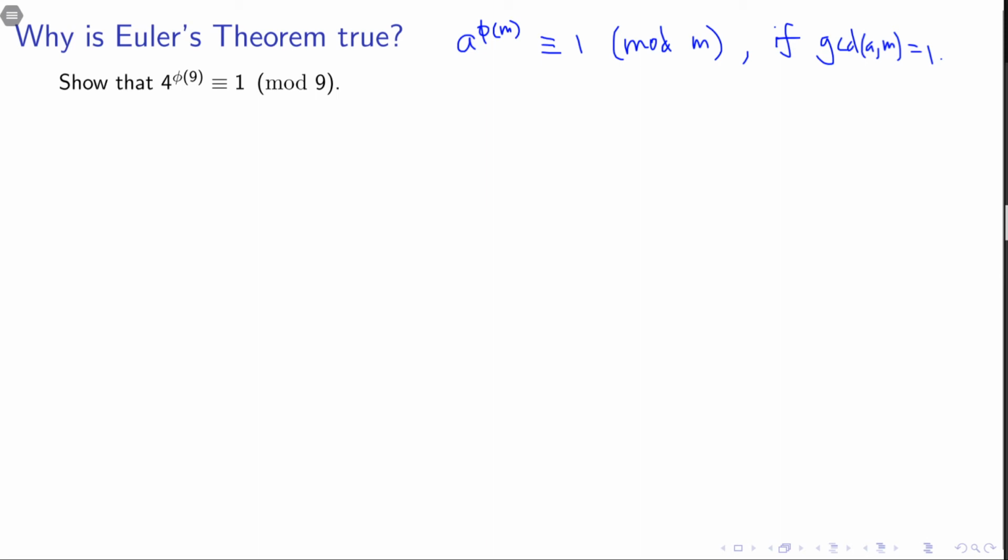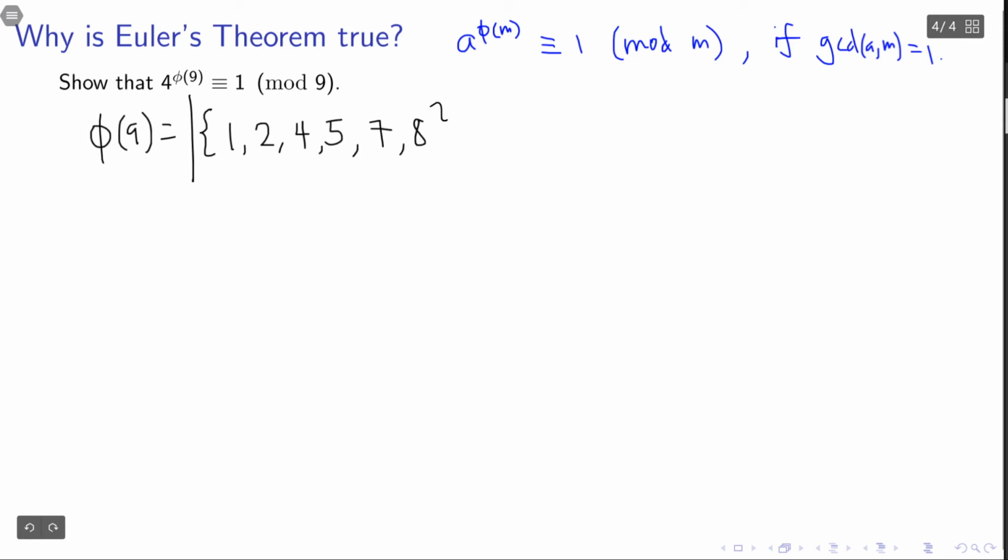And so, how do we even see Euler's theorem? How do you even prove it here? How do you compute phi of 9 in the first place? Okay, so phi of 9 is, well, the cardinality of the set of integers from 1 to 9 that are relatively prime with 9. So that's 1, that's 2, not 3, right, because 3 is a factor of 9. 4, 5, not 6, 7, and then 8. So phi of 9 is equal to 6.